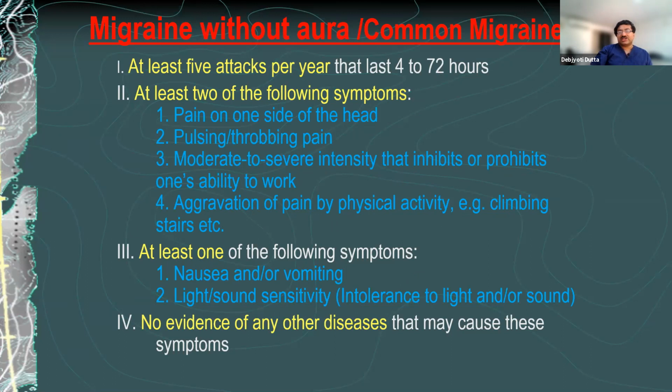Next, we should get at least one of the following symptoms: nausea or vomiting, or light and sound sensitivity. I have already told that the patient prefers to go to a cold, calm, dark room, because the patient cannot tolerate light or sound, and might have nausea or vomiting. So at least one of these symptoms must be present, with no evidence of any other disease that could explain these symptoms. So we need to go for an imaging study as well, and exclude any other disorders attributable to this disease.